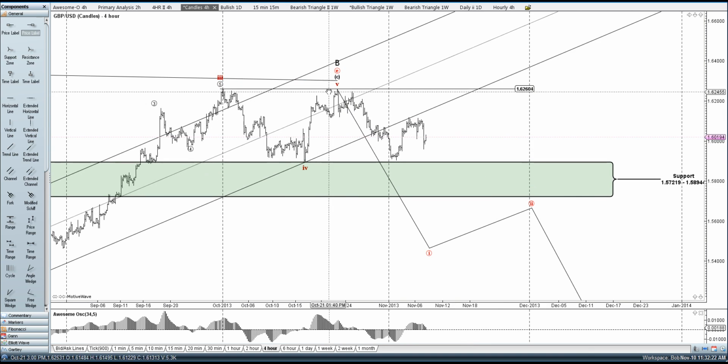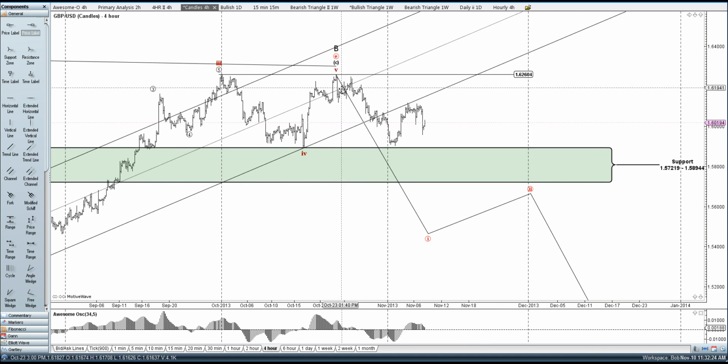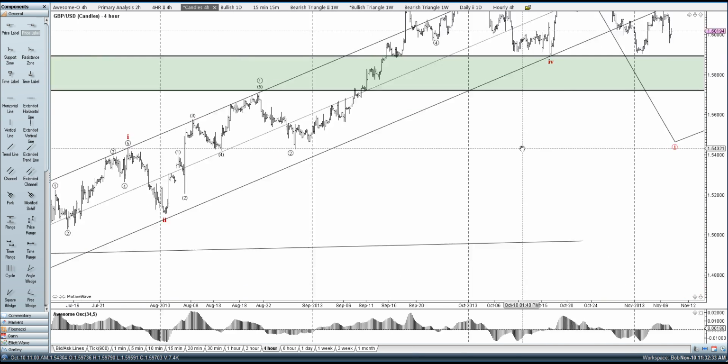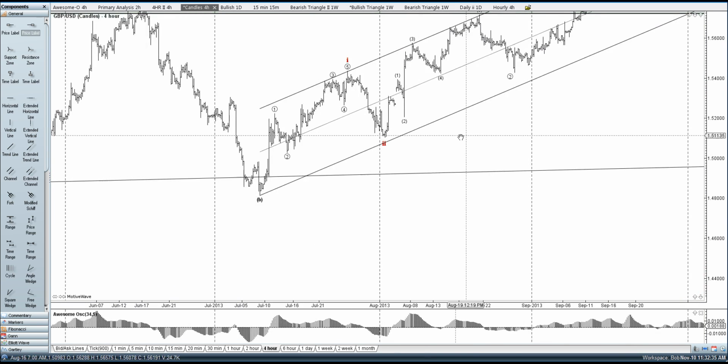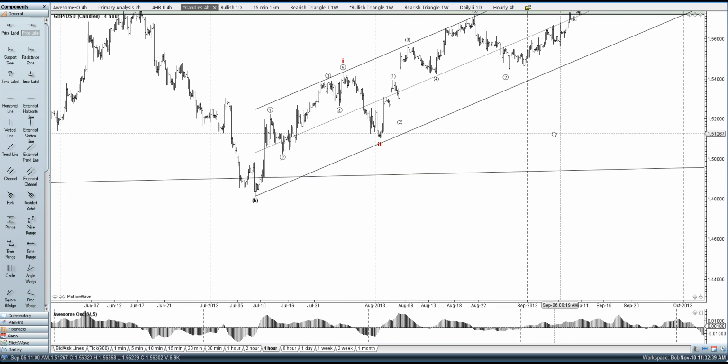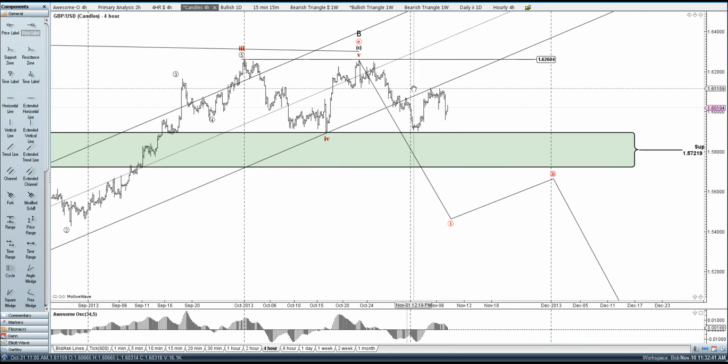And here is our truncated 5th. And we have 1, 2, 3, 4, 5. This kind of looks like 1, 2, 3, 4, 5 up as well. But as you can see, we have tested the channel here and falling back down.